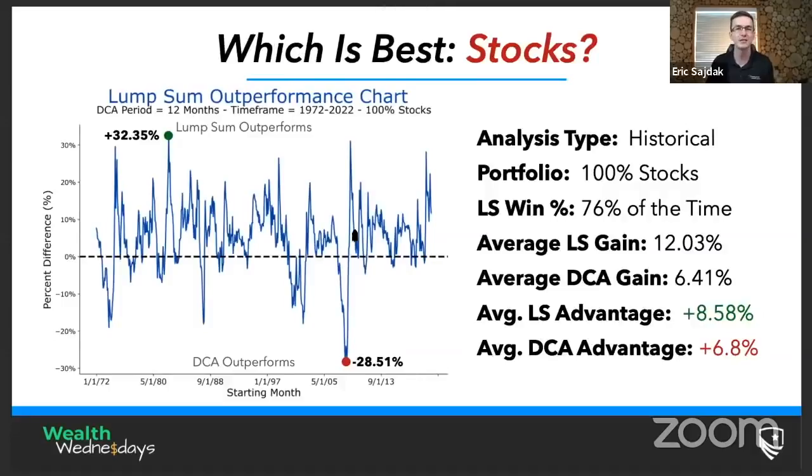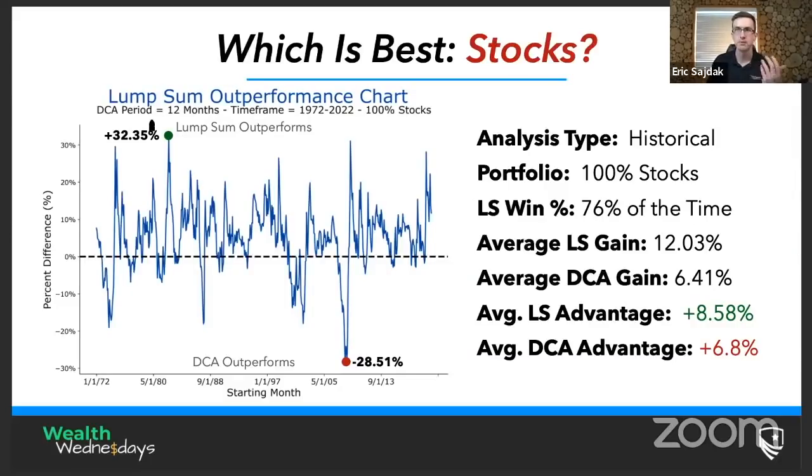So let's look at stocks first. Let's look at one of the more volatile assets. We would expect that dollar cost averaging would work better in stocks because of the volatility. That's the whole idea here. Dollar cost averaging is trying to avoid that volatility and trying to avoid the regret of investing on the wrong date, if you will.